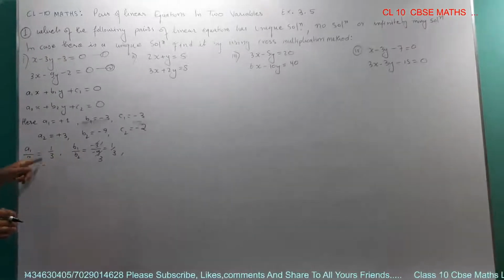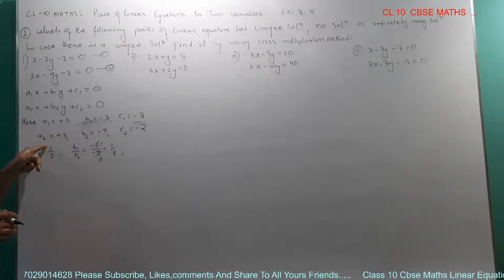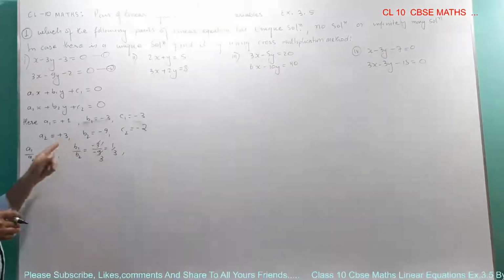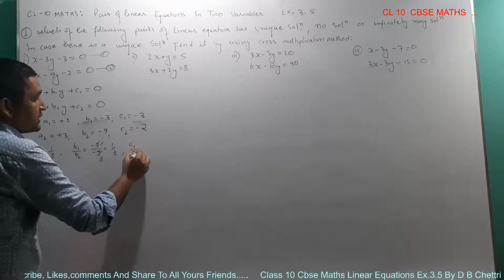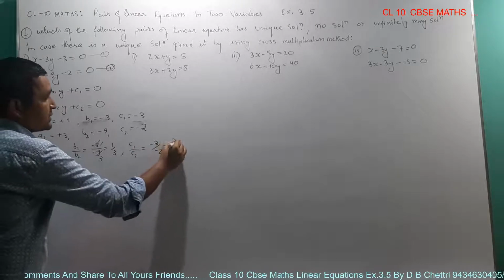Now according to our calculation, we got a1 by a2 is equal to b1 by b2, because a1 by a2 we got 1 by 3, b1 by b2 also we got 1 by 3. That means if these two ratios are same, then get the third ratio, that is c1 by c2, and this is minus 3 by minus 2, minus minus cancel, 3 by 2.